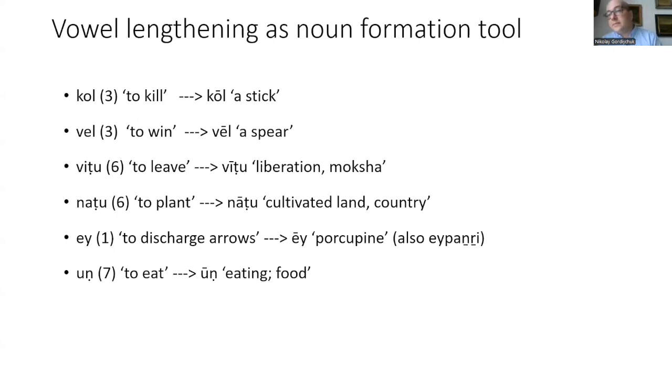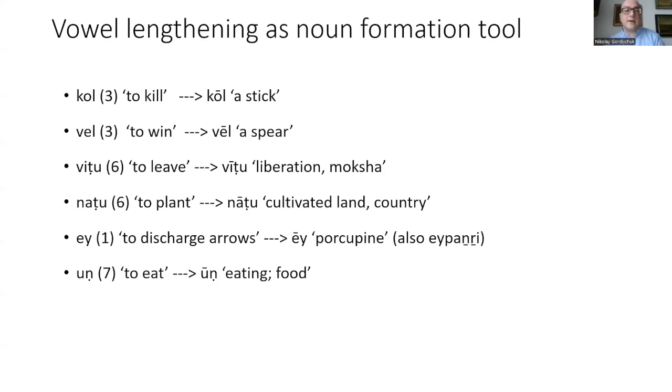Just to show that the model is really pleonastic, there are lots of examples of how vowel lengthening provides a noun in classical Tamil. For instance, we have the word kol, a stick, from the verbal root kol, to kill, so something that is an instrument of killing. Vel, a spear, from vel, to win, so something that brings victory, a spear. Vidu, liberation, from vidu, to leave. So liberation, moksha, is vidu in Old Tamil. Or nadu, from nadu, to plant.